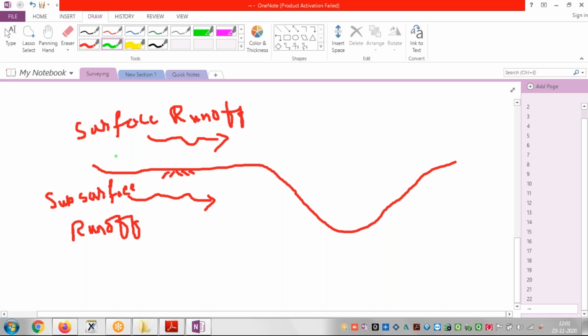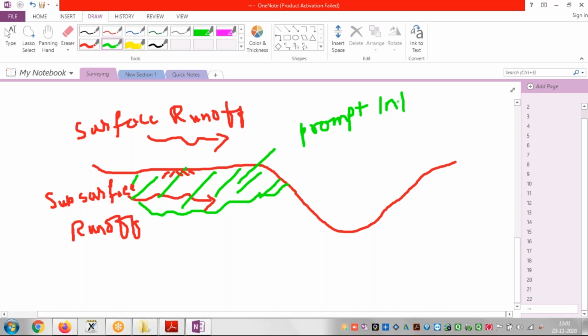Again, I will say that subsurface runoff is of two categories. As I told you, if the water is just near the surface, suppose within this region, very near the surface, then we say that is the prompt interflow, right?